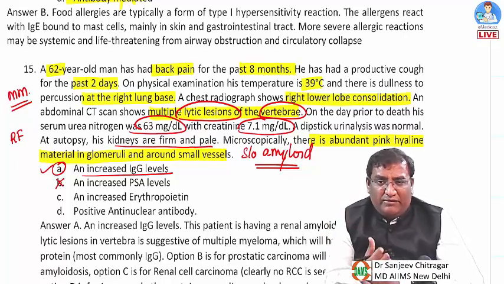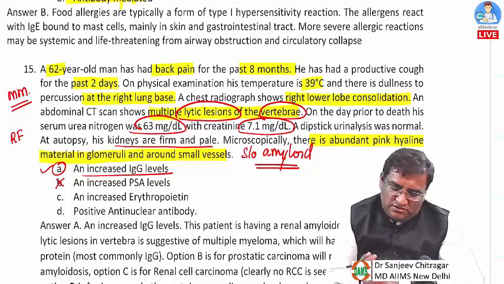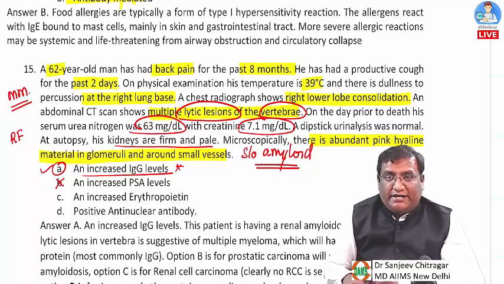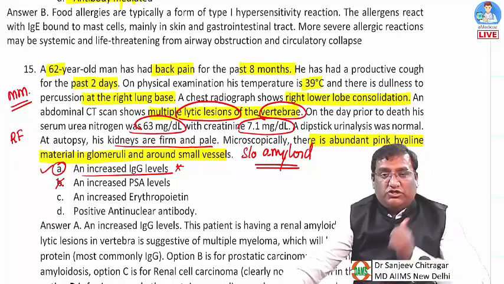Positive anti-nuclear antibody will be lupus, right? So the answer is option A here. Option A is the correct answer that will be seen in this patient.